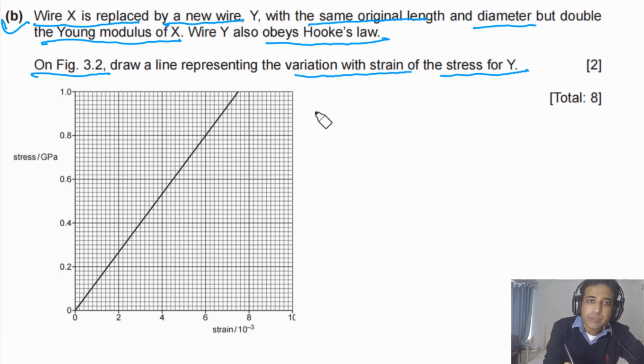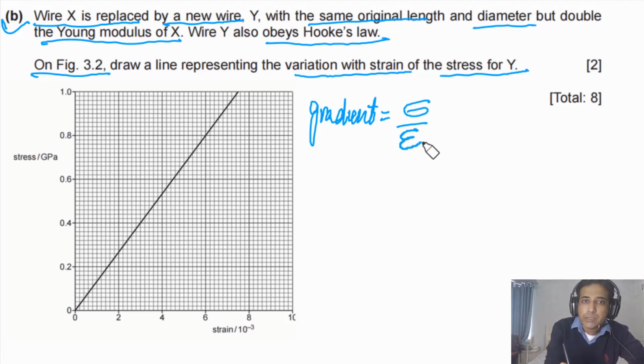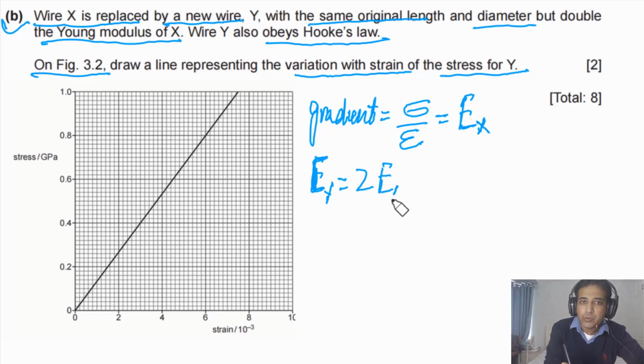So first of all, we need to understand what the gradient of this graph is. Simply we can say the gradient represents stress over strain, and this is the Young's modulus, which is capital E. For X we can say this is E_X, and E_Y, the Young modulus of wire Y, has to be equal to 2 times the Young modulus of wire X. It also means that the gradient has to be 2 times, meaning the graph has to be steeper.